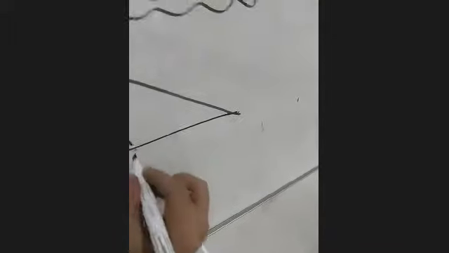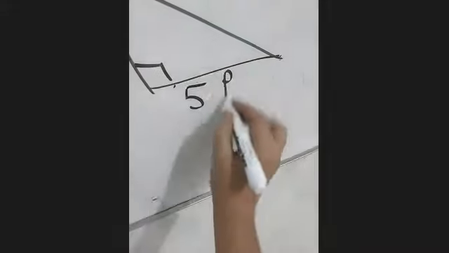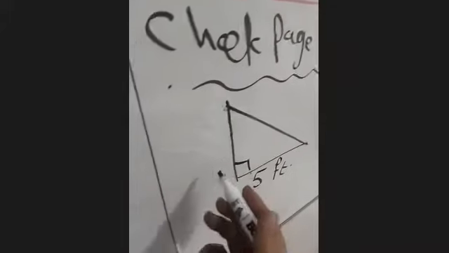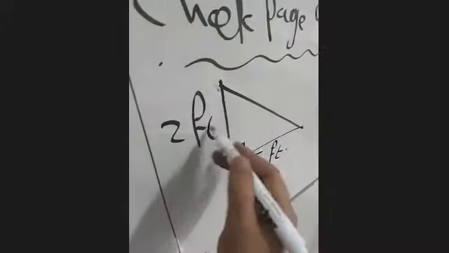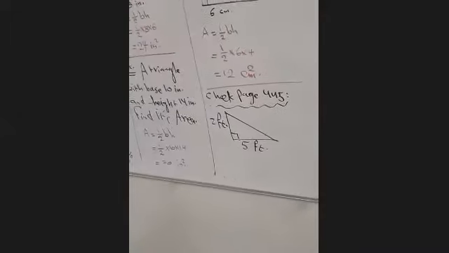And here we have the right angle, so it's a right triangle. The base is how much, Ahmed? 5 feet. The height here, 2 feet, right? We want to find the area of this triangle.